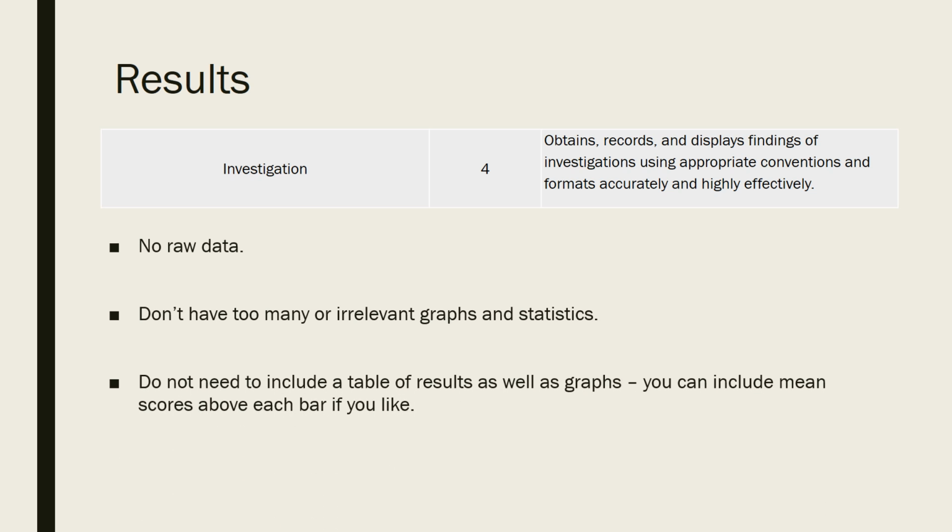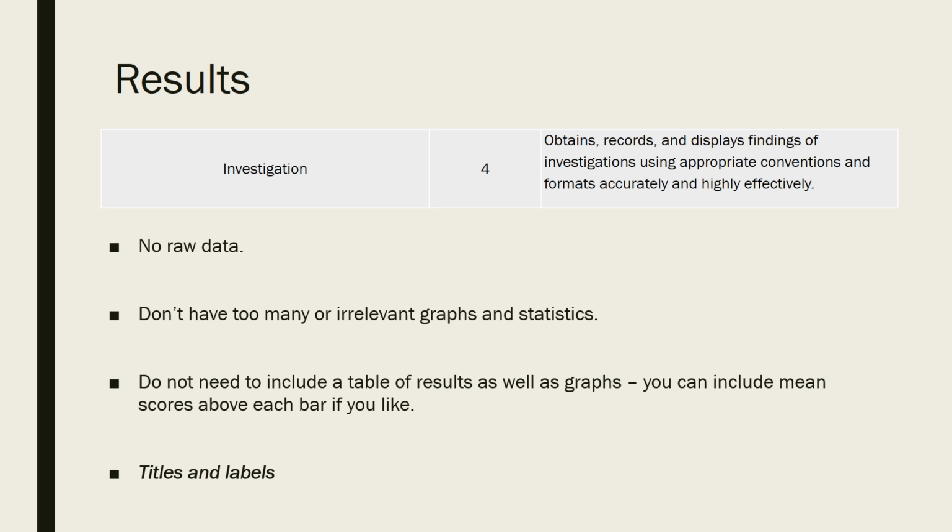You also don't need to include a table of results as well as graphs. If you really want to show the actual mean scores, place them above each bar in your graph instead of also having a data table. I also can't emphasize enough the importance of having an appropriate scale. Excel especially likes to autocorrect axis scales, so watch out for that. Otherwise, you might be describing what looks like a significance between two groups that doesn't actually exist.